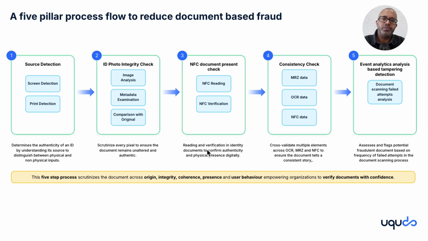The fourth element of this framework would be the consistency check. As we know, we might have the same information coming from different sources. As an example, an ID number could be present in the MRZ. It could also be present in a printed format in the front or the back of the document, and it can also be part of the NFC data. By checking the consistency of information across these different sources, you eliminate any chances of manipulation, and it makes it easier for you to detect if that happens.